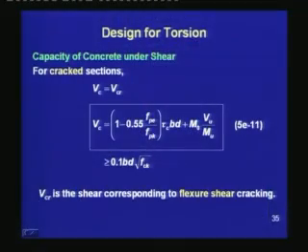For cracked sections, Vc is equal to Vcr, which has two terms. The first term denotes the shear which converts a flexural crack to a flexure shear crack, and the second term is the shear which generates a flexure crack. Vc is equal to within bracket 1 minus 0.55 fpe divided by fpk, where fpe is the pre-stress in the tendon, times tau c times bd, and the second term is M0 times Vu divided by Mu. The strength of concrete need not be less than 0.1 bd root over fck. Vcr is the shear corresponding to flexure shear cracking.